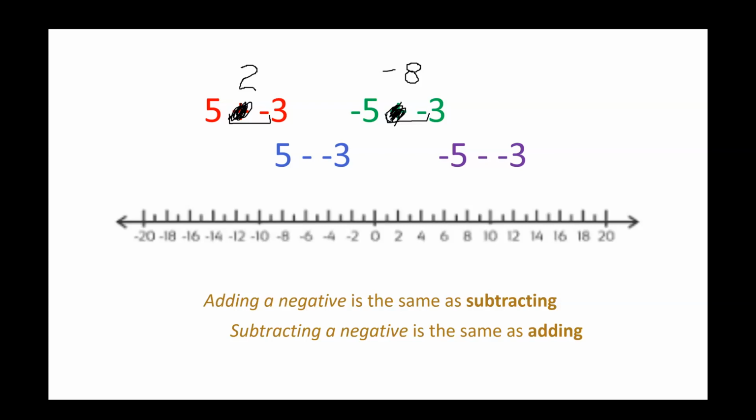So 5 minus negative 3, we can turn those two negatives into a big plus. Two wrongs do make a right in arithmetic. So 5 minus negative 3 is the same as 5 plus 3, which is 8. And negative 5 minus negative 3, that's the same as negative 5 plus 3. Start at negative 5, plus 3, you end up at negative 2. Okay, let's move on to another set of examples.